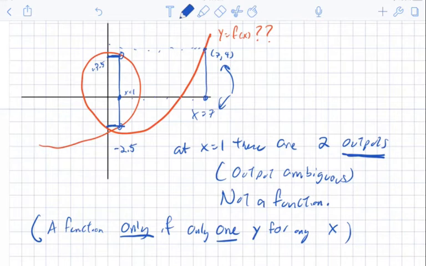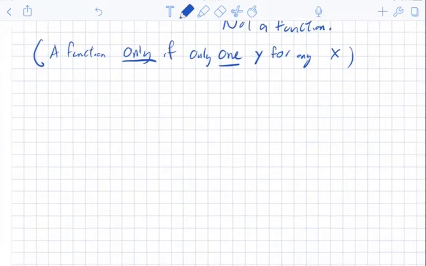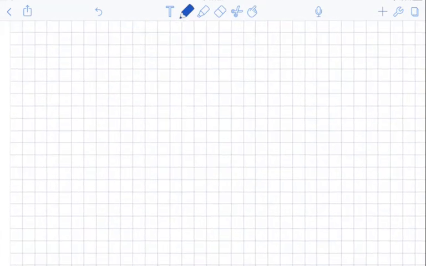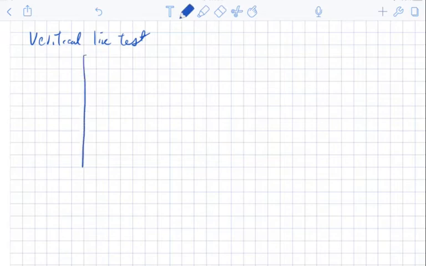There is a super easy way to tell if a graph is a function. It's called the vertical line test, and it's based on essentially the way we've been evaluating functions at specific points. So the idea here is that if it's a function, you're only allowed one output for every input.